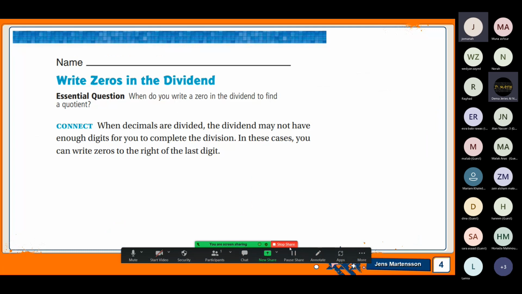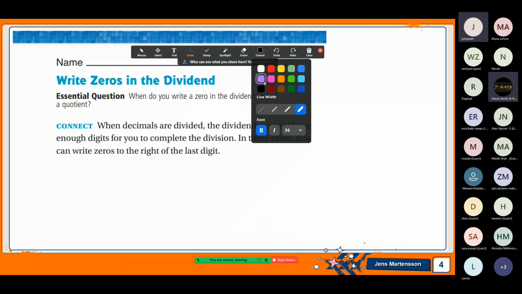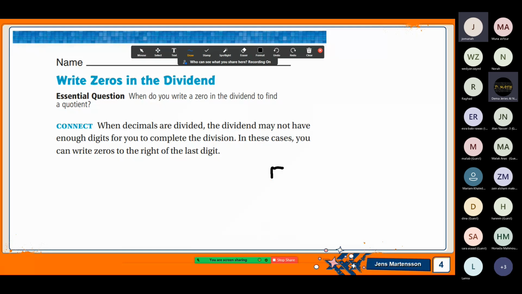You can divide, for example, 53 over 10.